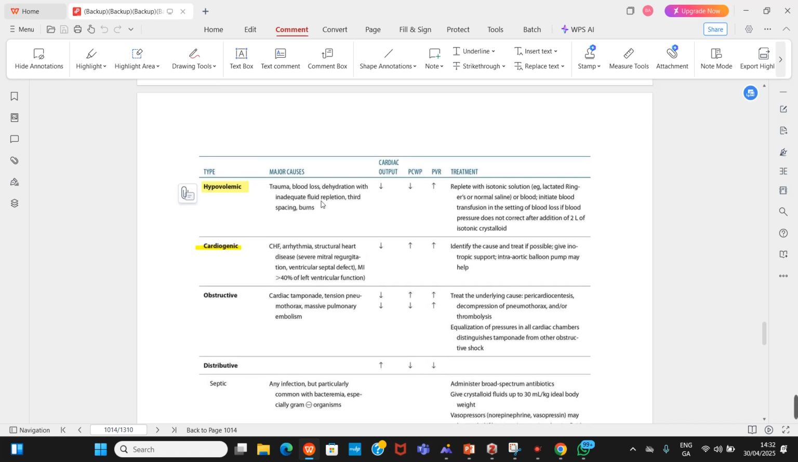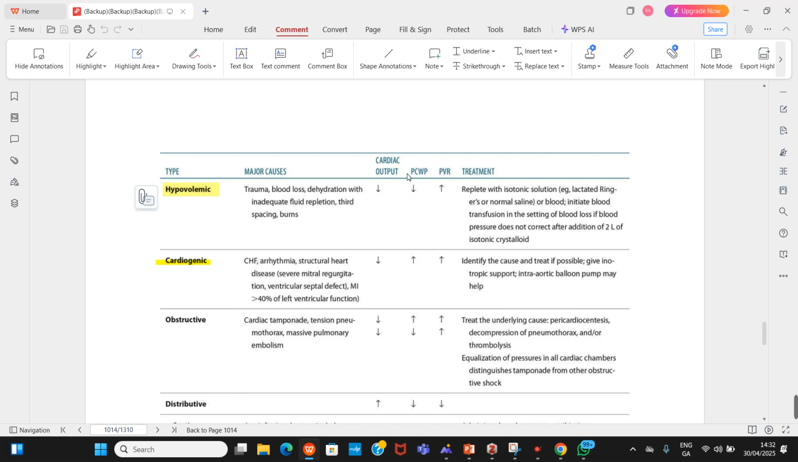So we have so many parameters we evaluate to separate the different causes of shock. We look at the cardiac output, we look at the pulmonary capillary wedge pressure, which gives us an estimate of the pressure within the left side of the heart. We also look at the central venous pressure, which gives us an estimate of the pressure within the right side of the heart. And we also consider the peripheral vascular resistance. There are so many changes that happen to these parameters in the different types of shock.